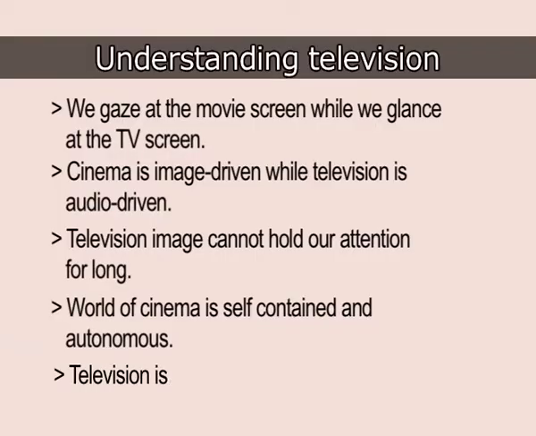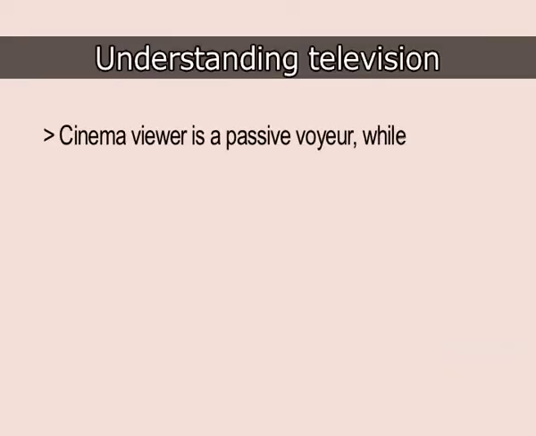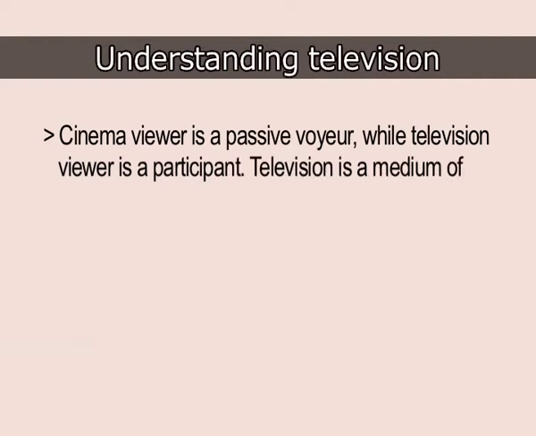Then recording technology was developed, and the technology of magnetic tapes was perfected, and we started having pre-recorded programs. But it remained at the back of the mind of the audience that television is live. And television people also kept up that illusion, as if whatever is coming on television is live. Then the next thing: in a movie hall, you are a passive voyeur.